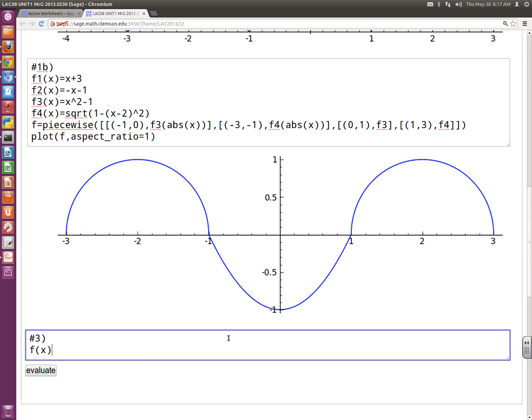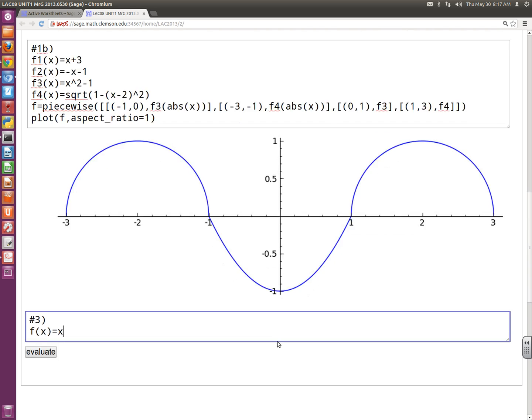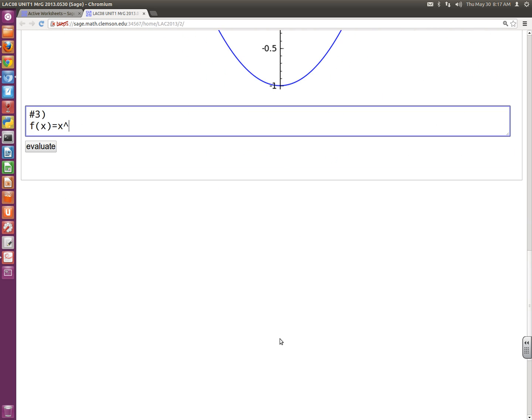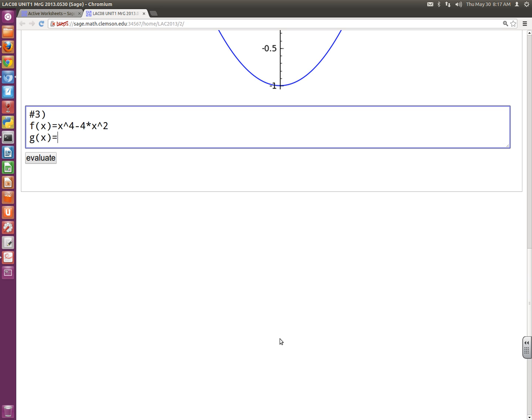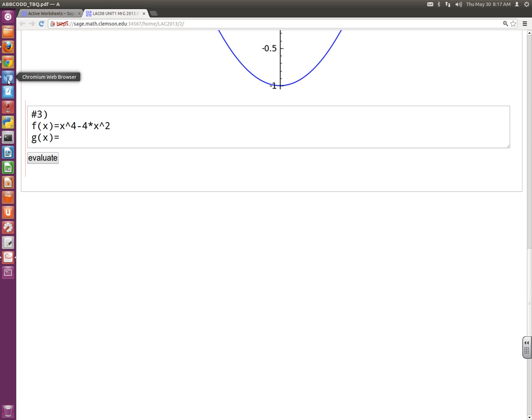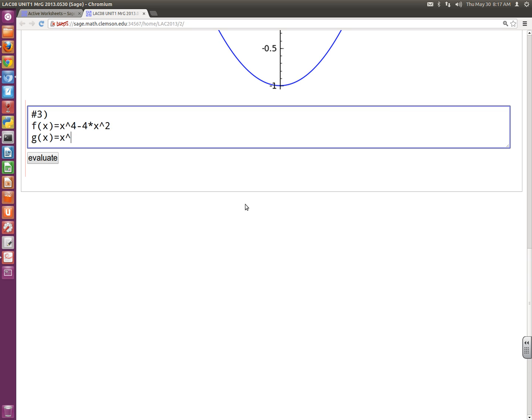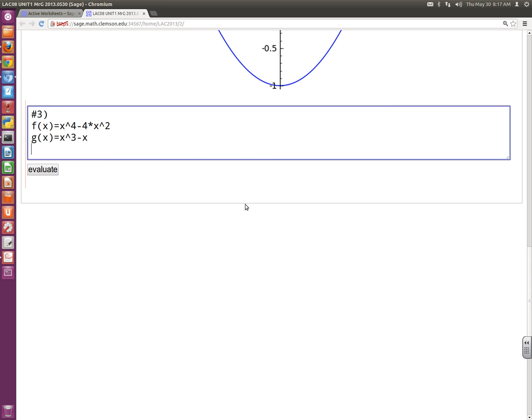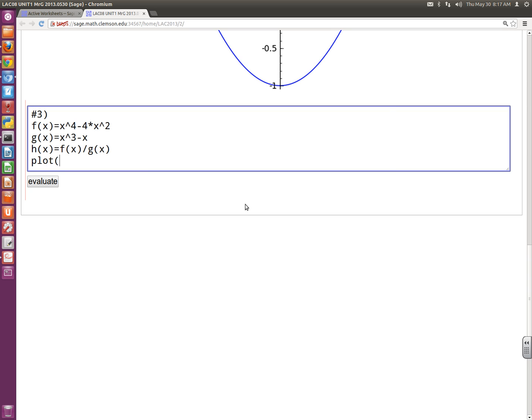All right, f of x is x to the 4th, minus 4 times, remember you have to say times when we mean it, x squared. And then g of x is x cubed minus x. And h of x is the quotient of f over g. And let's plot that. Plot h.